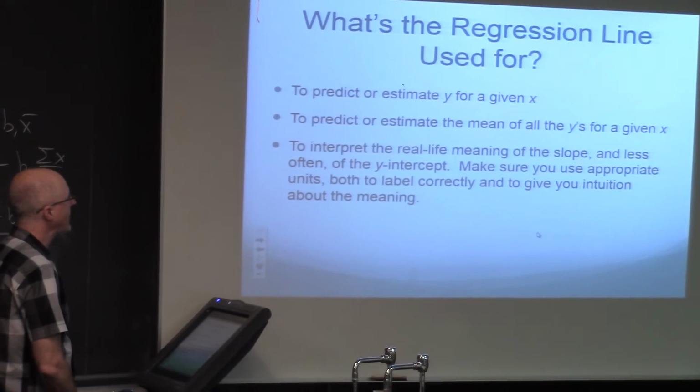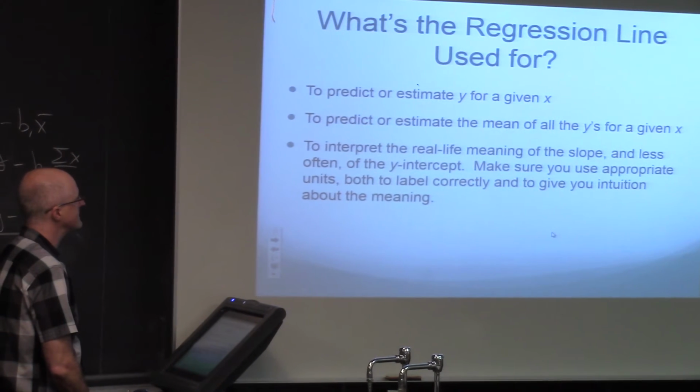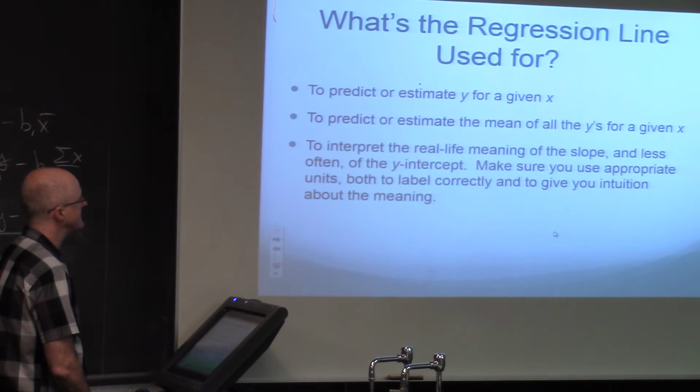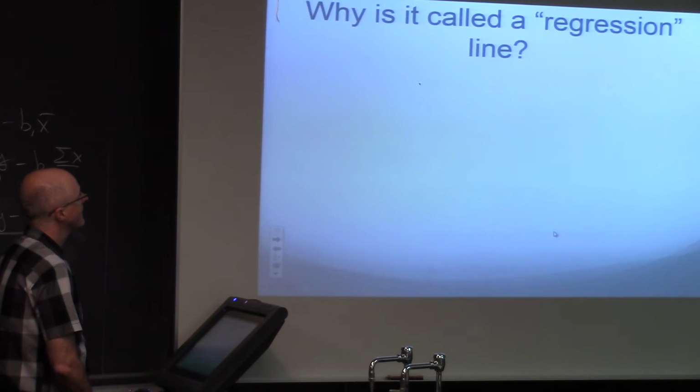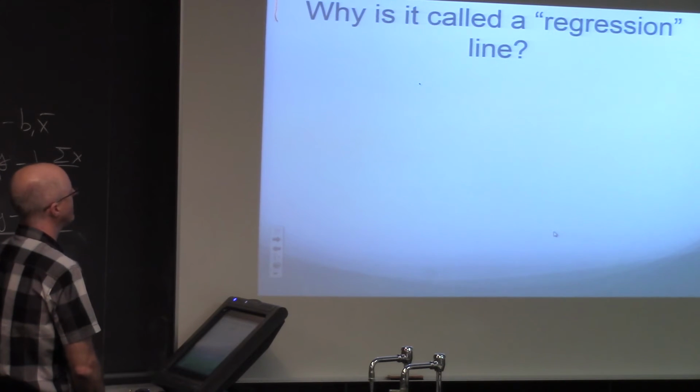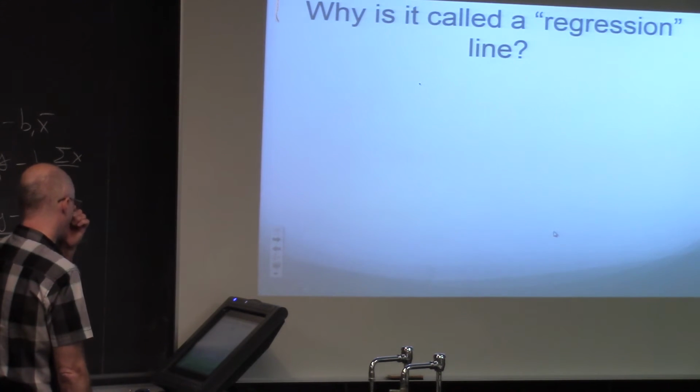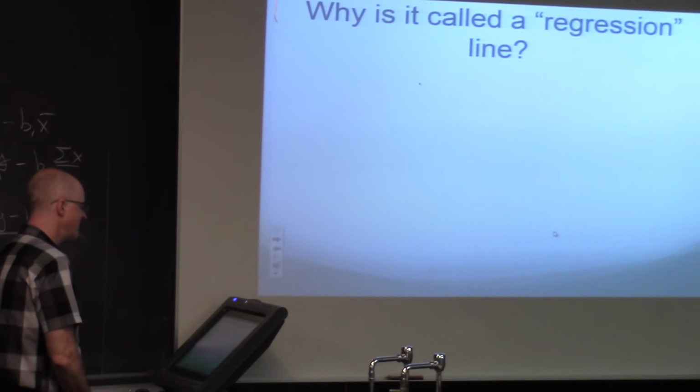We talked about the point of a regression line: to predict y when you're given x, or to predict or estimate the mean of all the y's when you're given x. And sometimes the slope and intercept have meaning as well. We're going to go back to the baseball example in a minute. But I did briefly want to say why it's called a regression line. What in the world does the word regression mean?